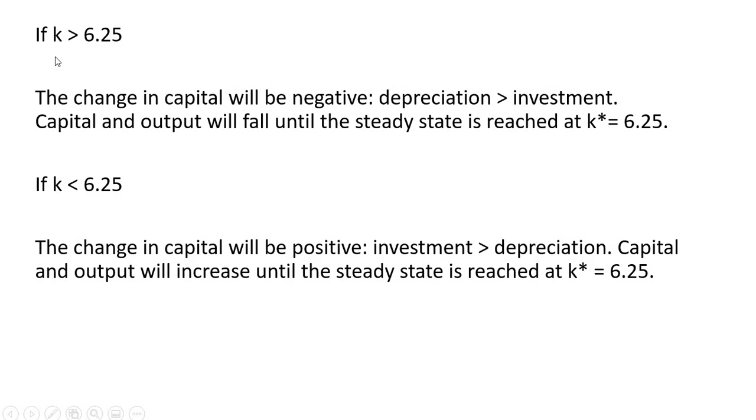If the capital labor ratio was greater than 6.25, the change in capital would be negative, meaning depreciation exceeds investment, and capital and output will fall until the steady state is reached at 6.25 units of capital per worker. On the other hand, if the capital labor ratio is less than 6.25, we'll have the opposite. Investment will exceed depreciation, so capital and output will increase until the steady state level of the capital labor ratio is reached at 6.25.